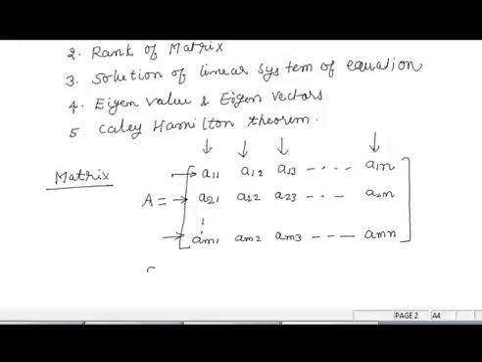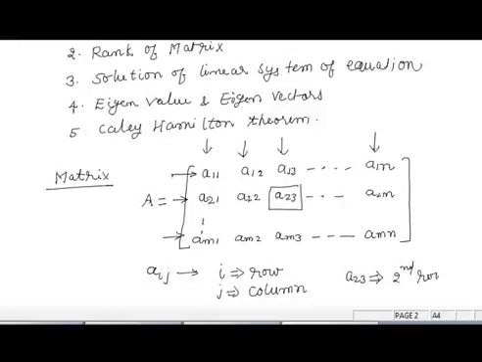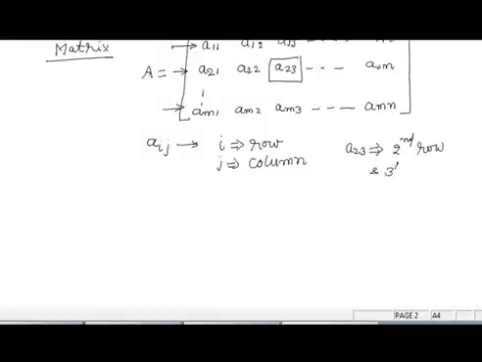The general notation of any element is given by Aij, where i represents the row and j represents the column. So A23 represents the element which is in the second row and third column.